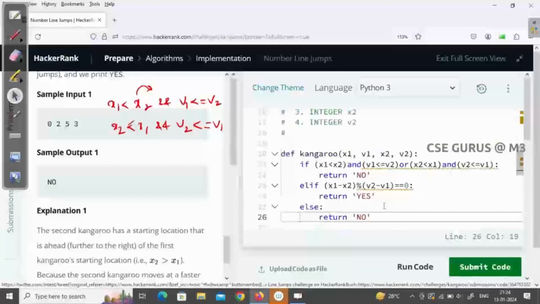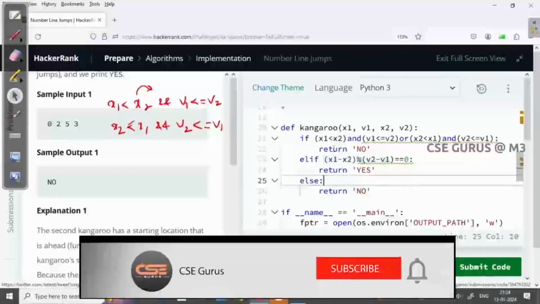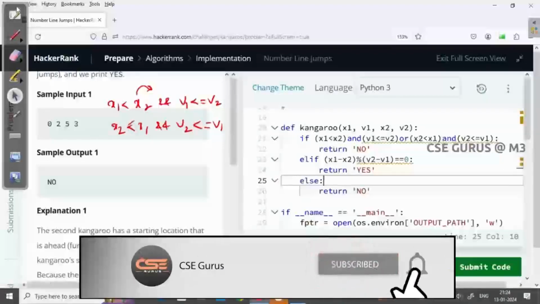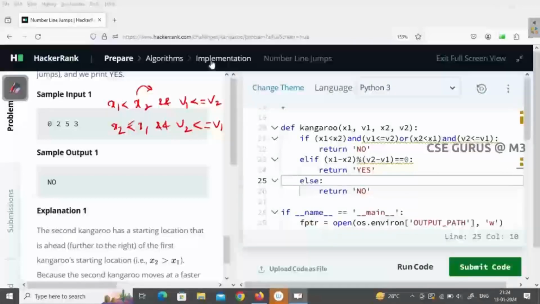So like this, you can easily get the answer. The thing is, how to get this logic is most important. If you get it like this, and understand why I have written this line, the answer is very easy. Otherwise it will become very complex and take much time to get the answer, right? So that's about this question.